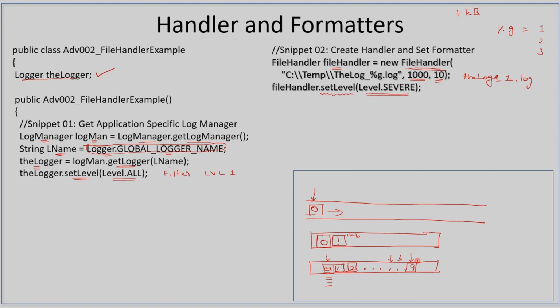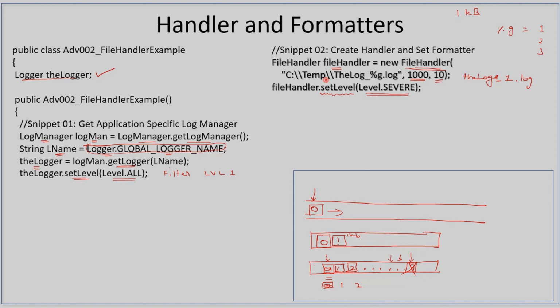So now all 10 files are reached. What happens now? This will be removed and it will be pushed back. Pushed back means this 0 will push towards the right, 1, 2, 3, and this 9 will get deleted, and we will start writing at the 0th location once again. So this is how the file handler works with rotating file information.